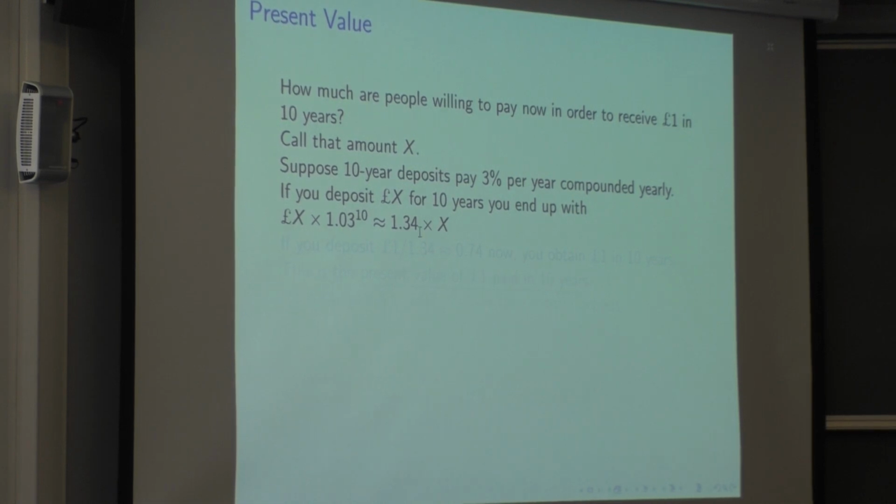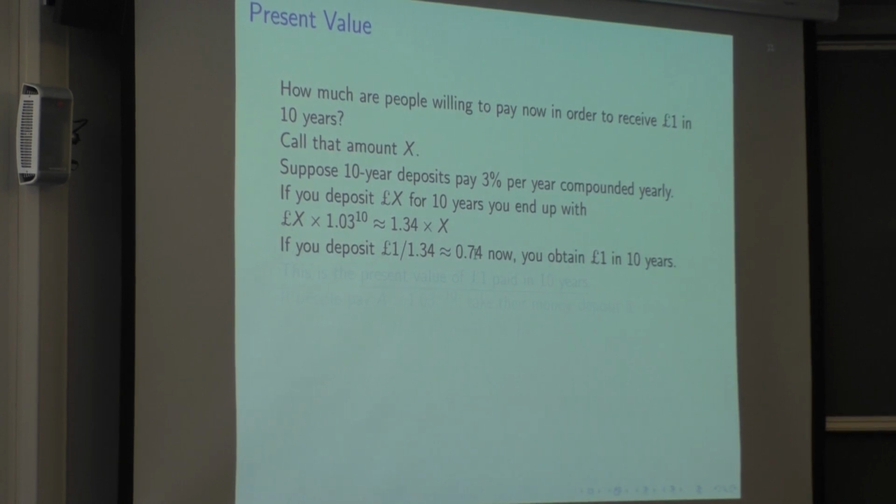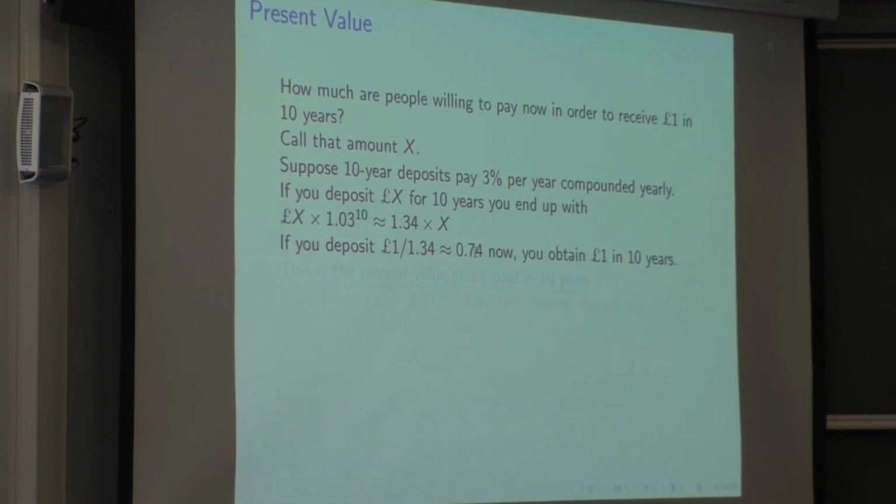So suppose that you want to end up with £1. Which deposit of X is going to give you £1 in 10 years? If you deposit this much now, after 10 years you're going to get this number times 1.03 to the 10th. So this is the amount of money that you can deposit now, 74 pence, to get £1 in 10 years.